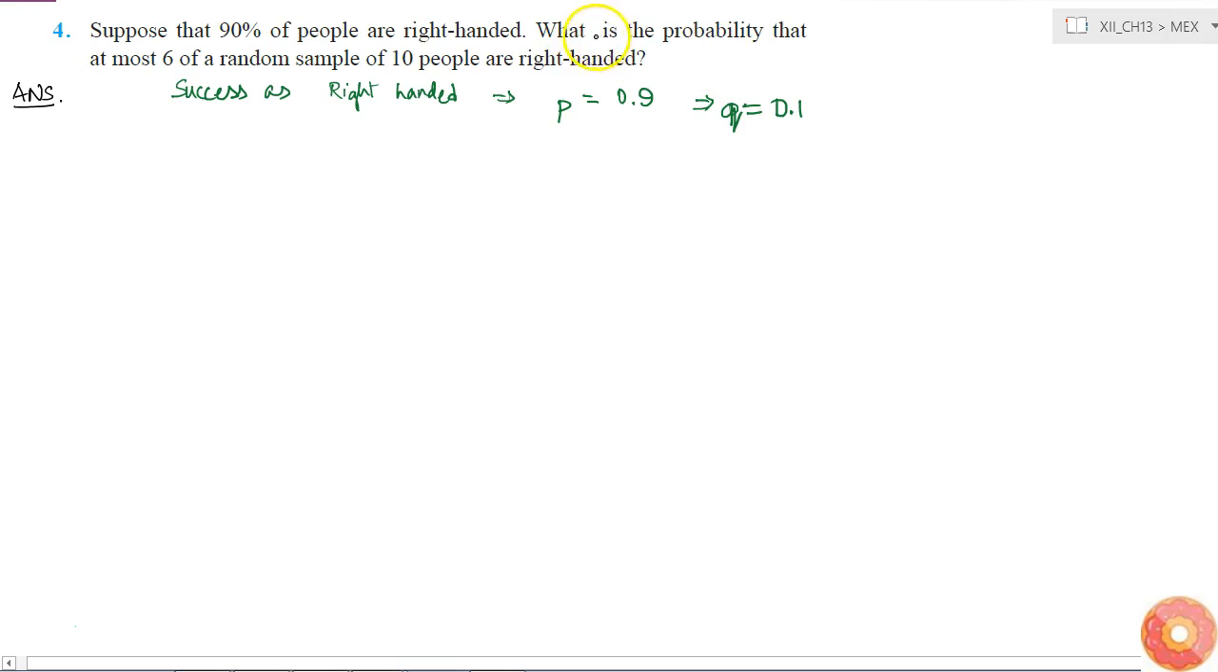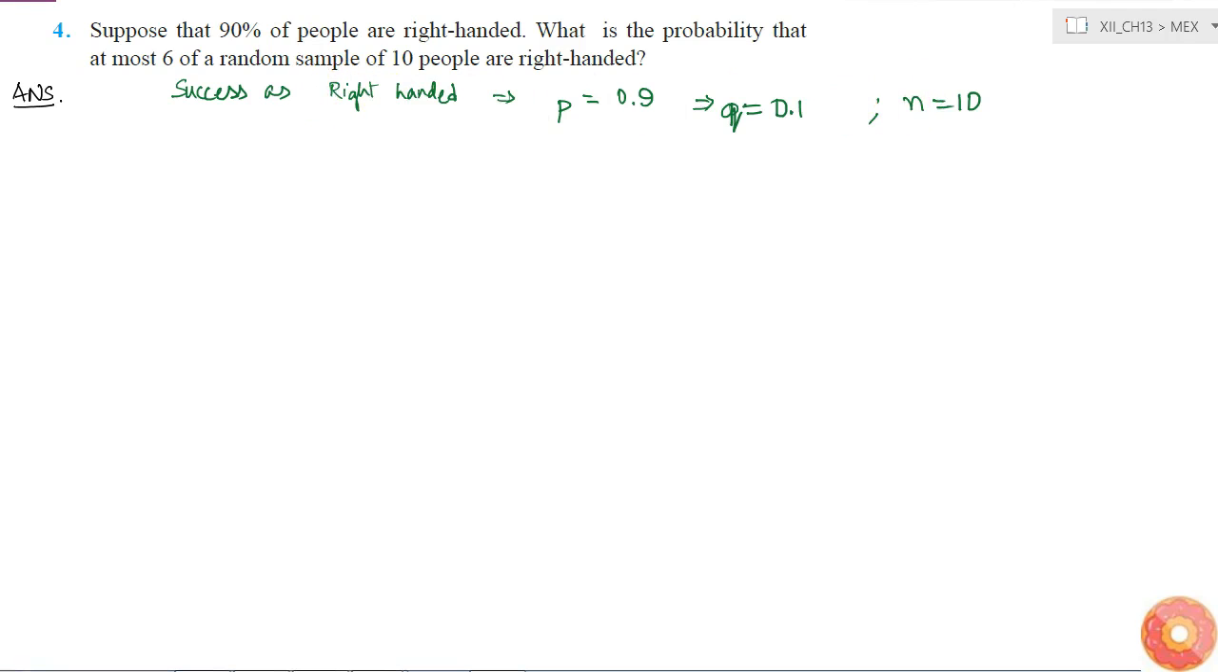Now it is just said that 90% of the people are right-handed. This means that we can consider the number of people to be so large that selecting 1 or 2 or 3 or 4 or even 10 people does not change this probability. So I can consider this experiment as a set of Bernoulli trials. The number of trials is 10 because here we are selecting 10 people, correct?